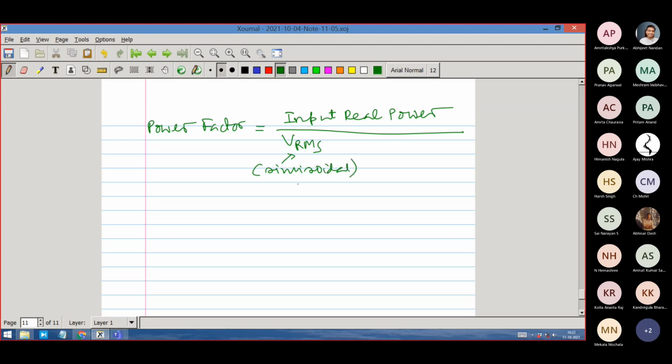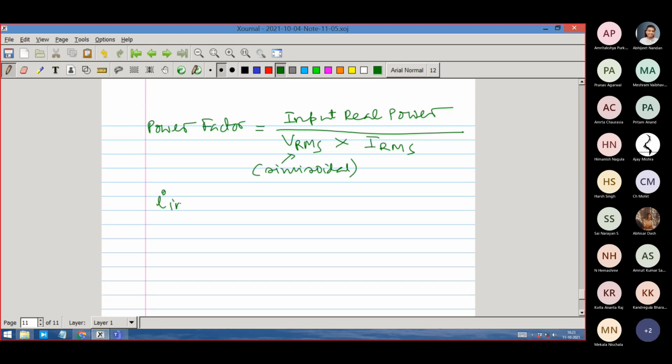Sinusoidal, sinusoidal. However, the current will be I RMS, not fundamental. The current that is actually flowing, not just its fundamental component, that current's RMS value you have to consider. So what is that I RMS? Let me write it out fully.